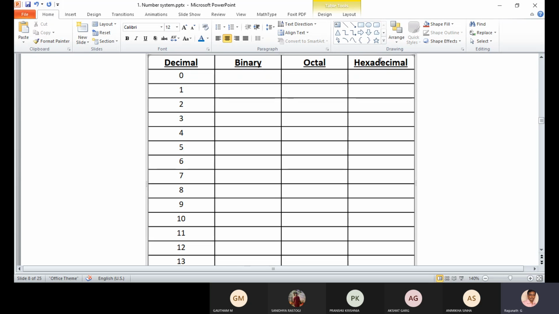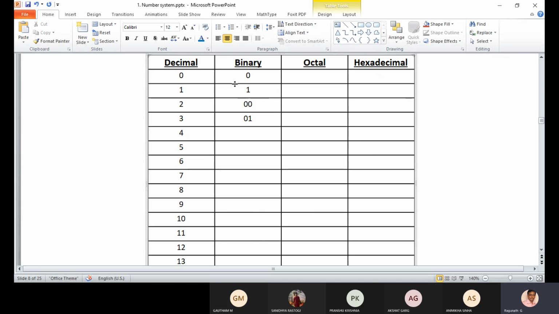Okay, so we start with the binary. Now binary set has only two digits. What are they? 0 and 1. Now one digit set is over. What is the two digit set beginning number? Actually what do we write? 00, 01. Am I correct?